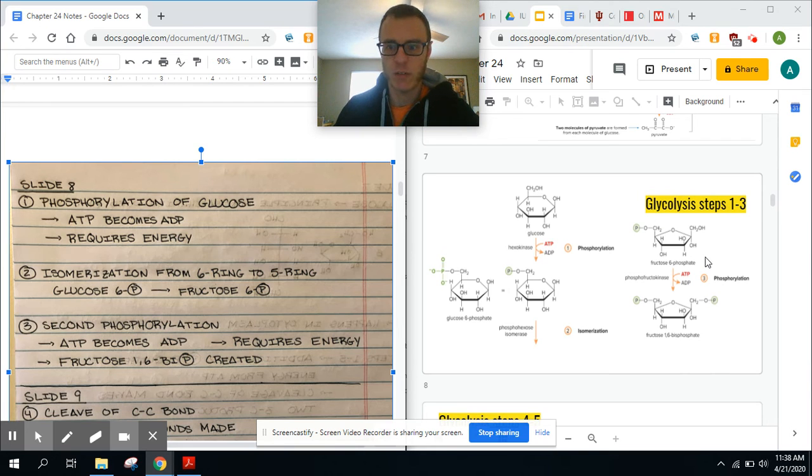Then we have a second phosphorylation. Here we go, step 3. ATP becomes ADP, so we have another addition of phosphate. This requires energy, and we get fructose 1,6-bisphosphate. So we go from here to here. Here, phosphorylation occurs, then isomerization, and then another phosphorylation. In the next video, I'm going to jump into the next steps.